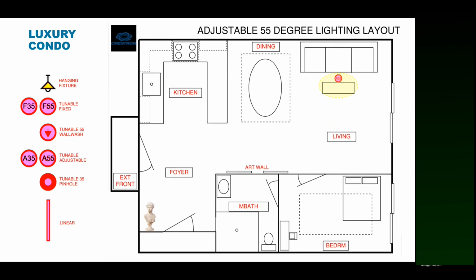As you can see from this conceptual representation, broad general lighting provided by the adjustable 55-degree beam spread can be effectively aimed at the coffee table wherever it happens to be positioned within this general area.